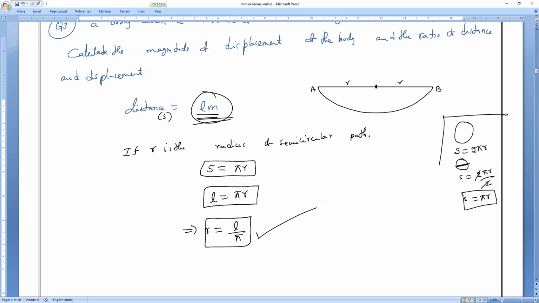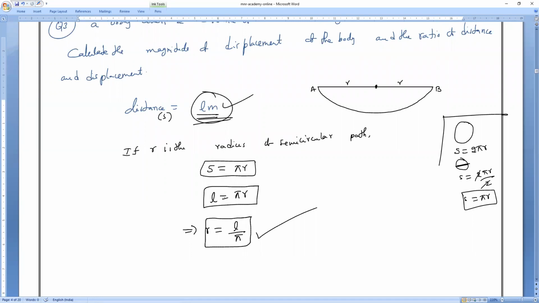Understood? Only one doubt, sir. How did you get this L, sir? See, S is equal to L. S is equal to L. Distance is equal to the length they have given. Clear? So I got R is equal to L by pi. Any doubt? Any doubt, you can ask me.